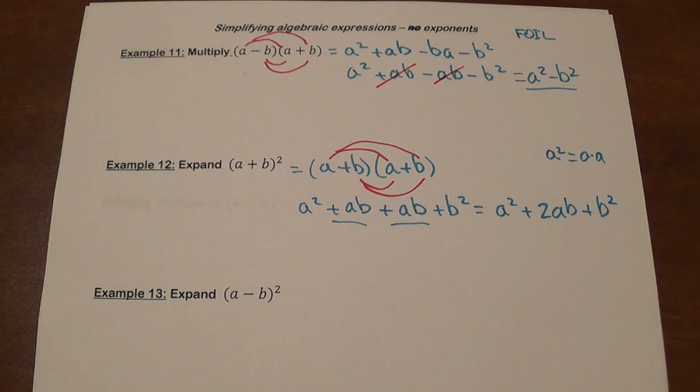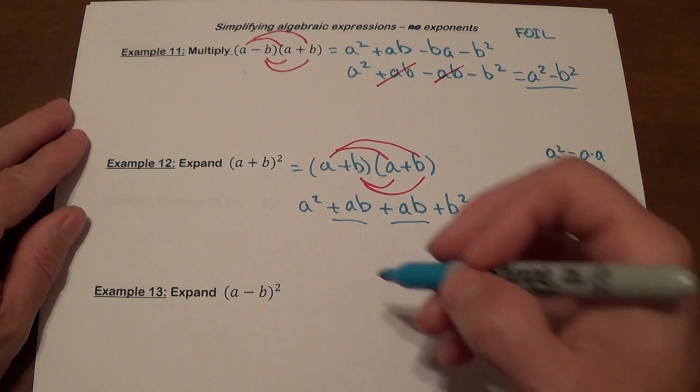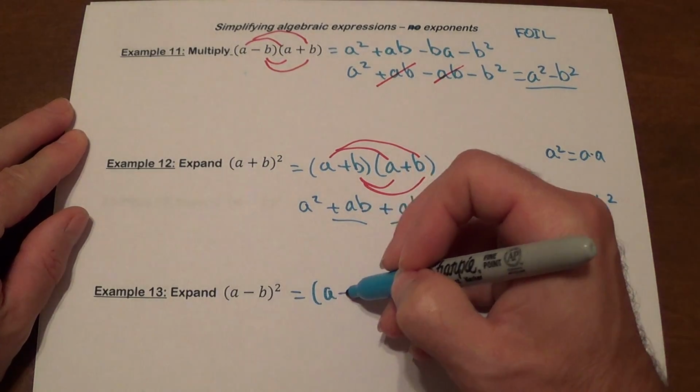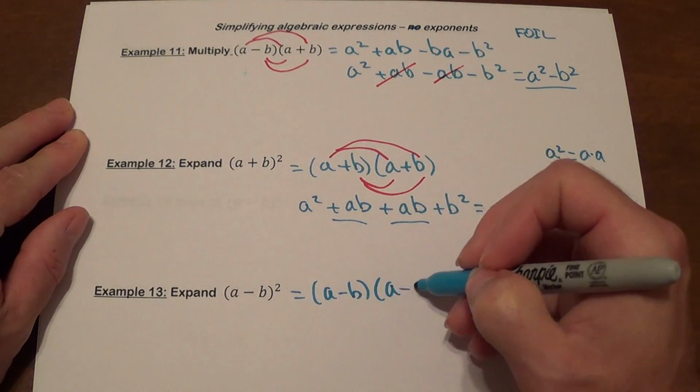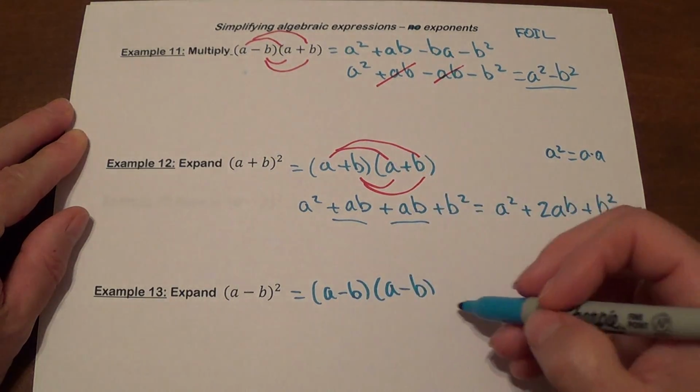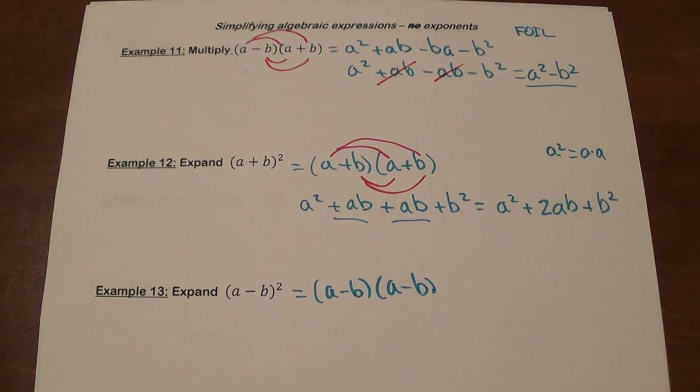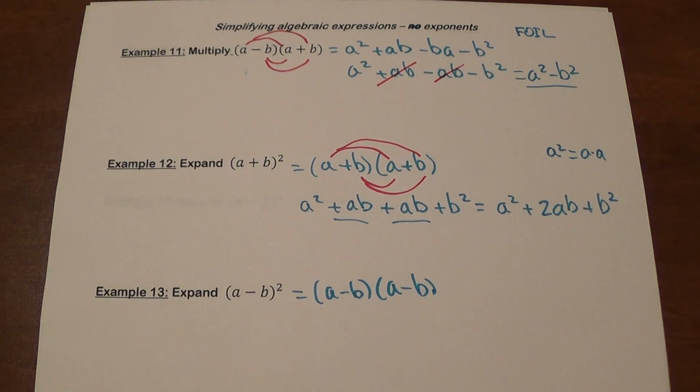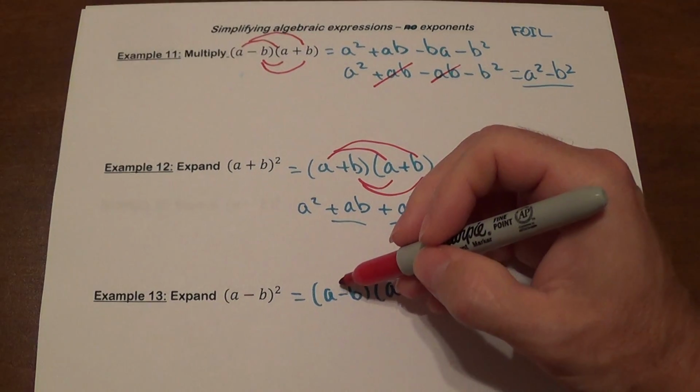So you should have an idea by now that in the next problem we are going to follow the same process. So we are going to rewrite that as a minus b times a minus b, correct? I hope you can see that. So we are going to write that a minus b times a minus b. Very similar, but you have to be careful here with the minuses when you are going to FOIL it.